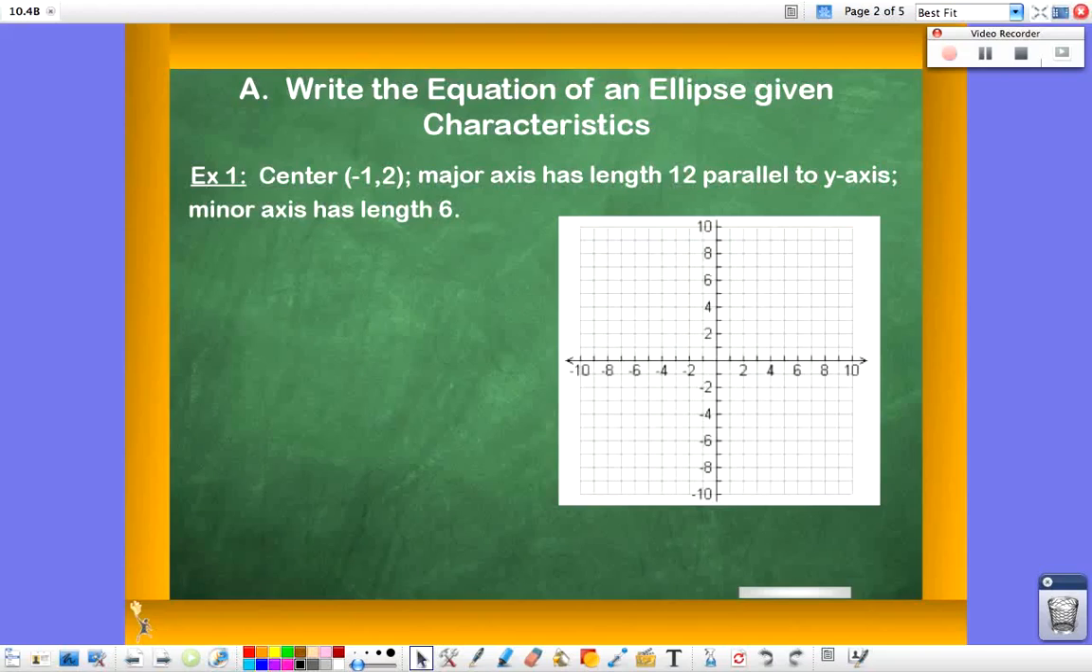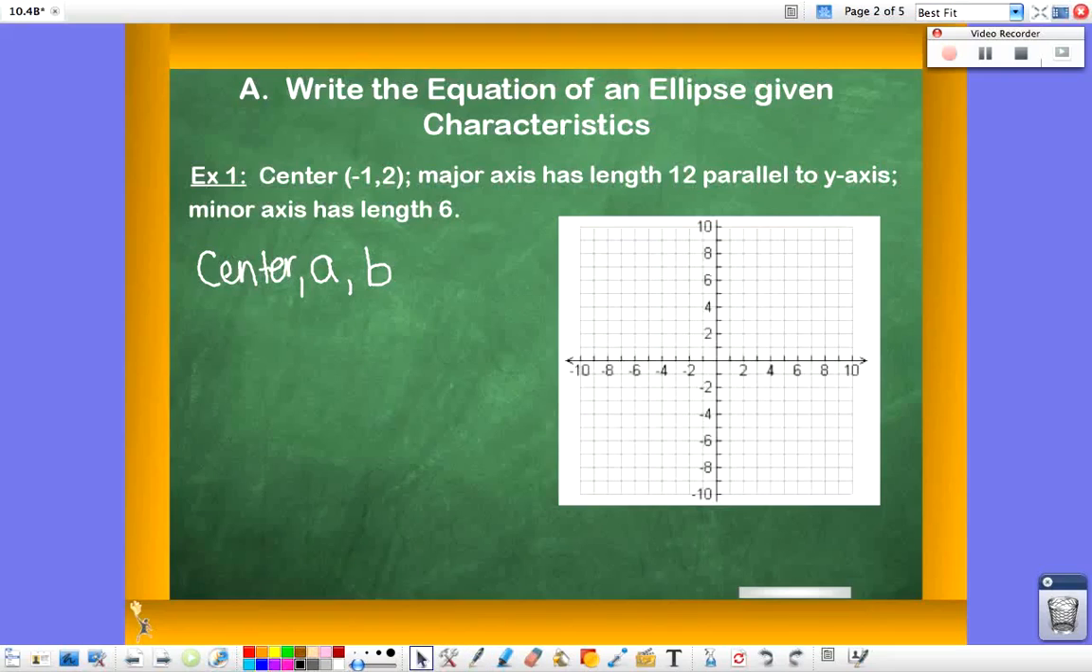It's important to know that whenever we're finding the equation of an ellipse, there are three things that we need to have in order to write the equation. We need to know the center, our A and B values. After that, we're pretty set to go. Let's take a look at the information they gave us and see what it looks like on a graph.